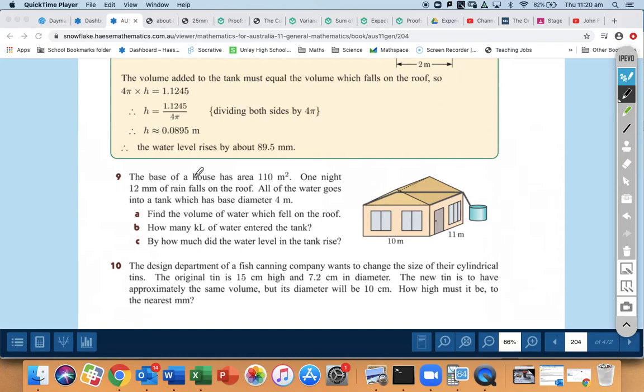This one's quite interesting for me because I don't have mains water to my house. I have only water tanks, and I do actually have to do these calculations. The base of the house has an area of 110 meters squared, and one night there's 12 millimeters of rain that falls onto the roof. All of the water goes into the tanks. Find the volume of water which fell onto the roof.